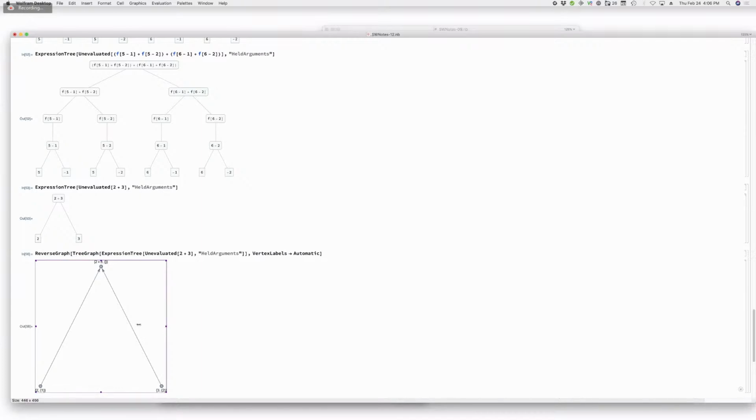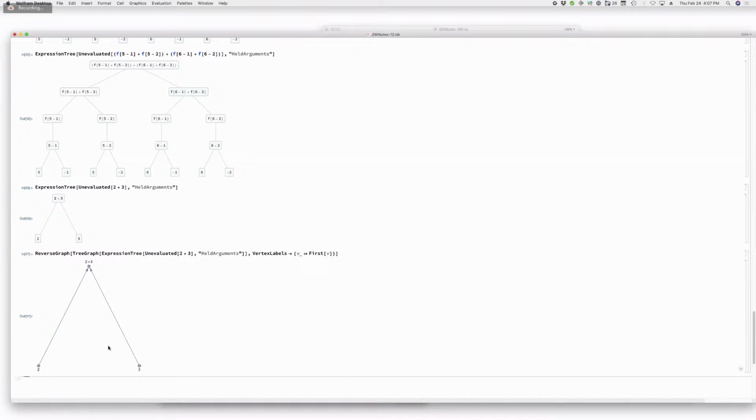I don't know why it doesn't draw it upside down, but what happened here? Oh, I see, because it's got tree. Those are tree labels here, right? So if I say vertex labels arrow v underscore colon greater than first, will I get the right thing? Do you understand what I'm doing here? Did I get the graph the wrong way around again? No, I didn't. You did a reverse.